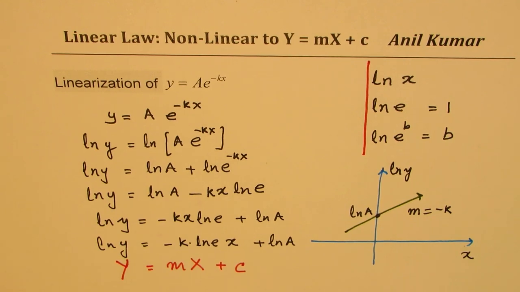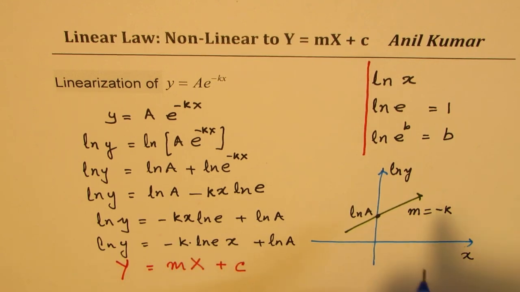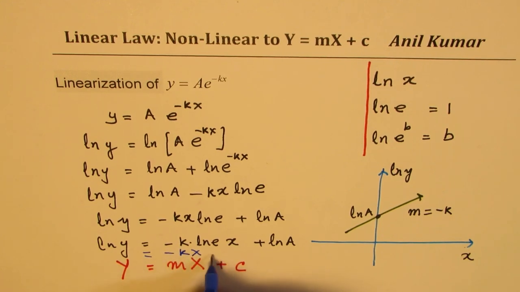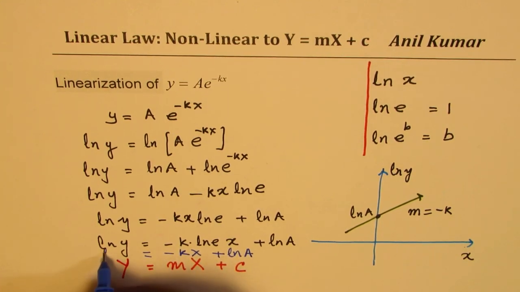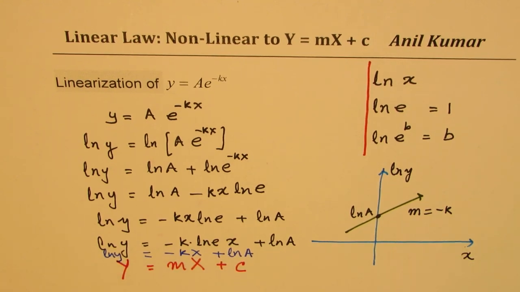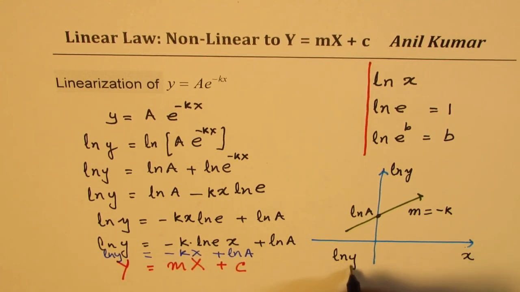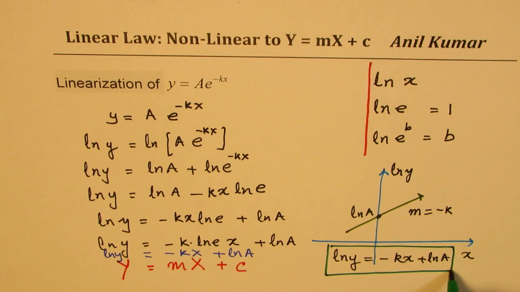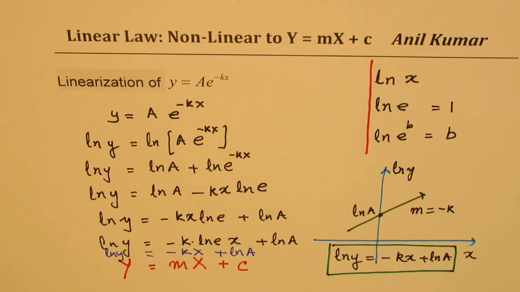ln e is 1, right? So I should have written just 1 here for ln e. Let me rewrite, sorry for that. So we could write this as minus kx. ln e is 1, so we have ln y equals minus kx plus ln a, correct? So the equation which we are talking about is ln y equals minus kx plus ln a. So that is how we do linearization. I hope the concept is absolutely clear.